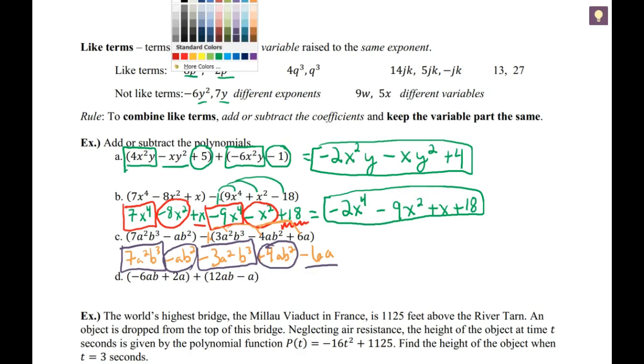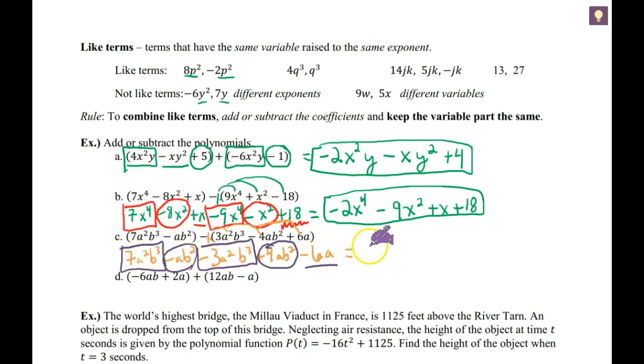So now I go to add these like terms. So I have here a 7 minus 3 will give me 4a squared b cubed. Negative ab squared, positive 4ab squared. So 4 minus 1 would be 3. B squared, variable stays the same. And then I had my minus 6a at the end. So again, that highest degree down to the lowest degree is called descending order.